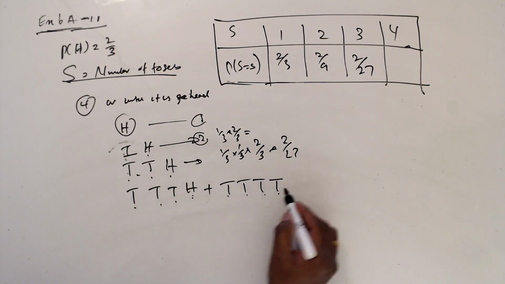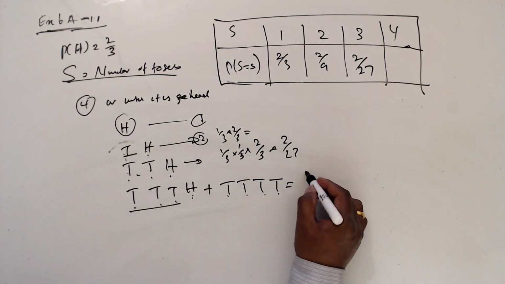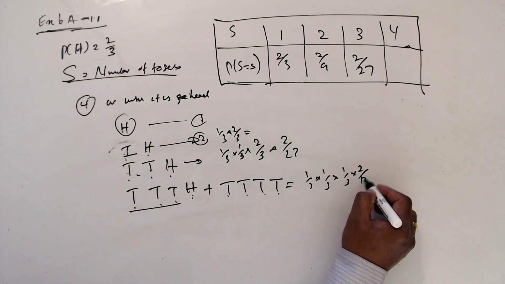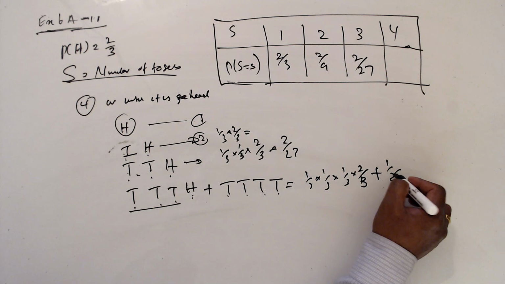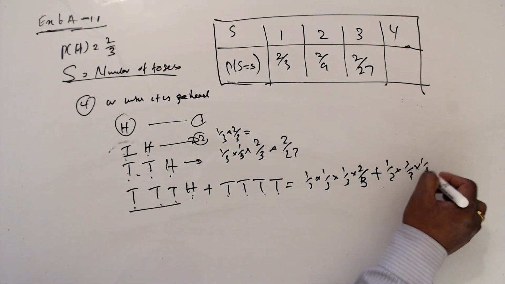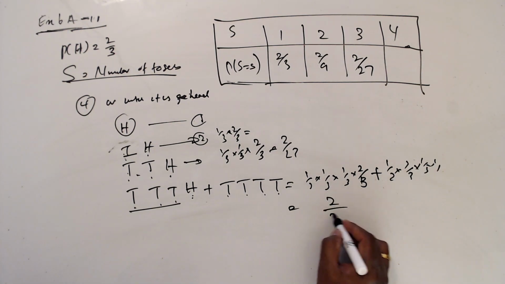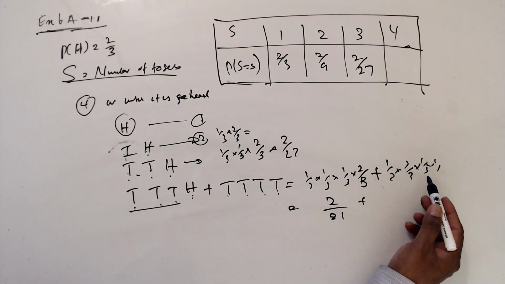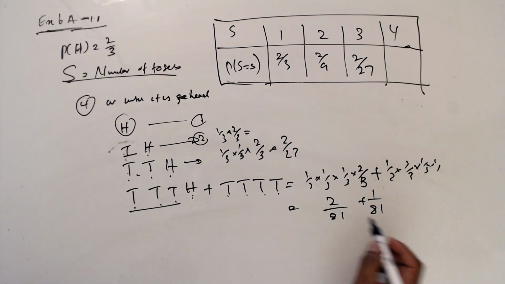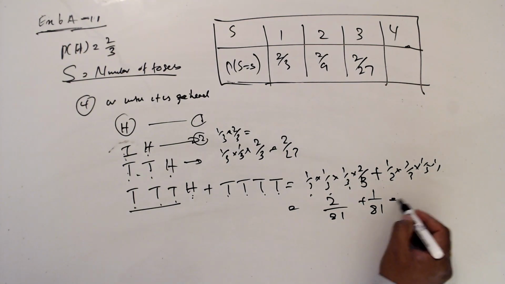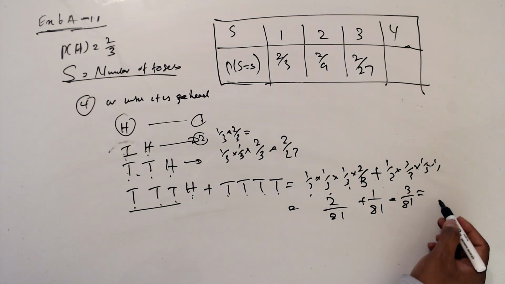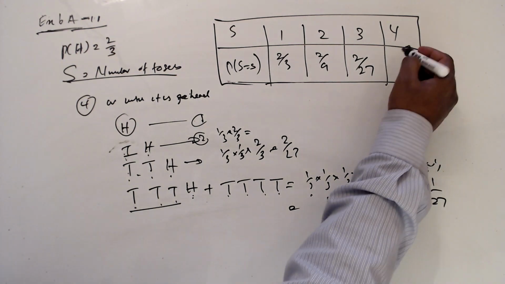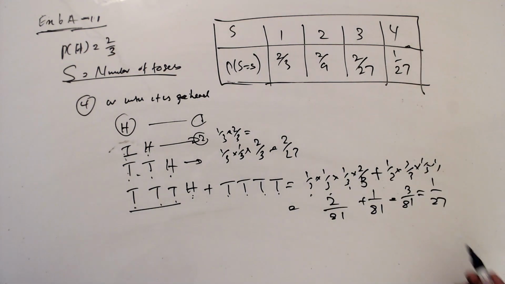And for this one there are two options. First time fail, second fail, third fail, fourth time success, or all the times it's fail. So this is 2 out of 81, and this is going to be 1 out of 81. So 3 out of 81, that is 1 out of 27.